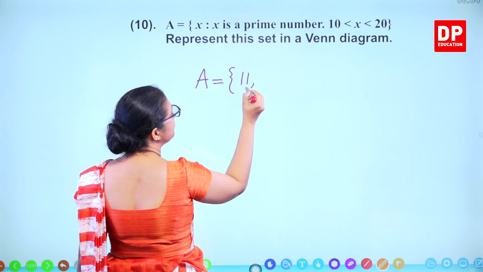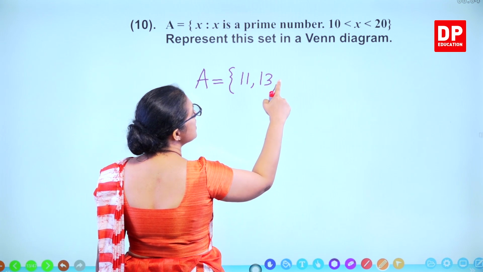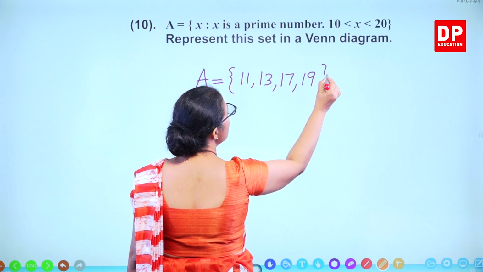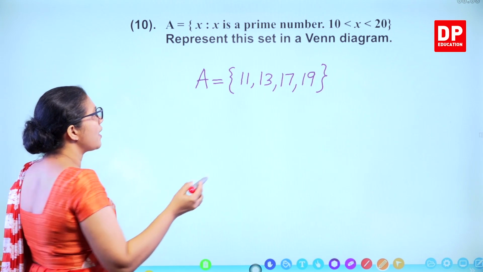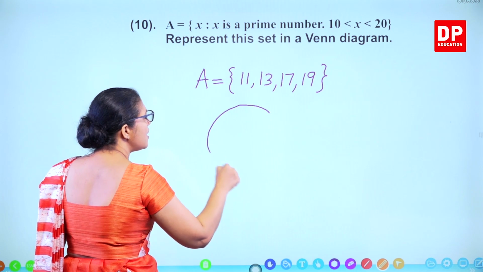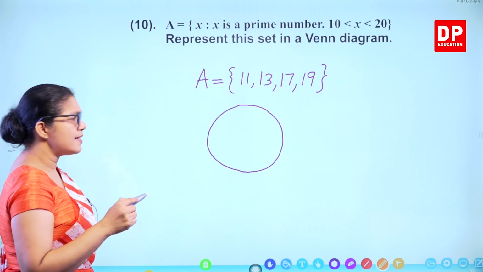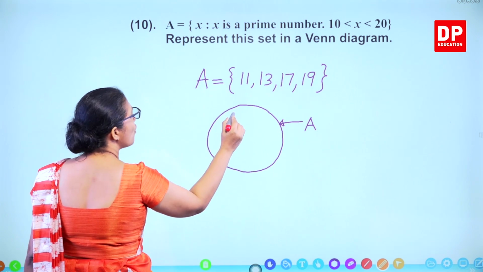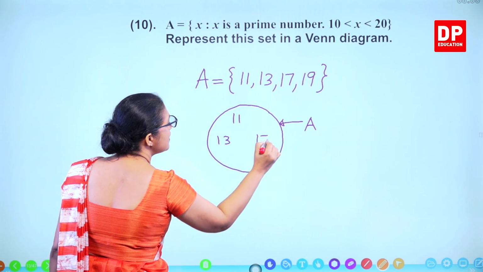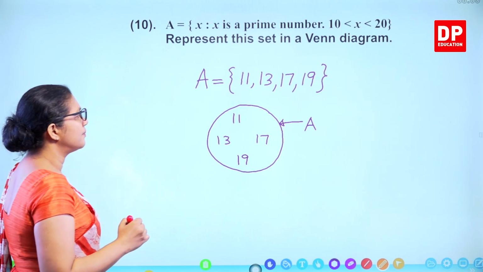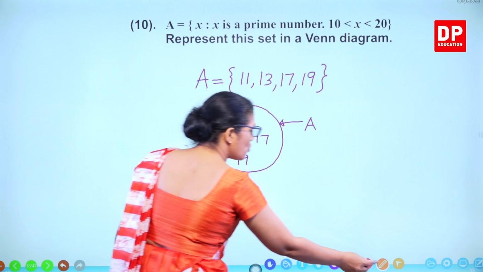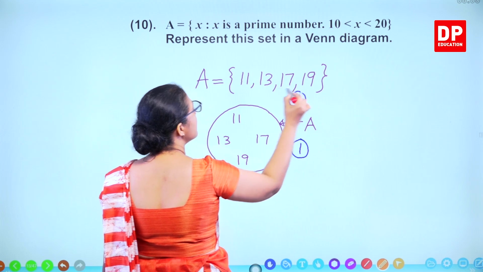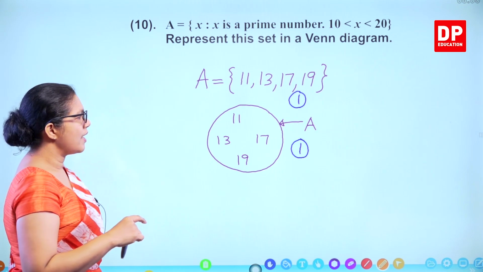So 11, 13, 17 and 19. Those are the prime numbers. Then you can draw the Venn diagram. How you draw the Venn diagram? You draw a closed figure like this, a circle, and then label this one as A and put all the elements inside the circle. So that's the Venn diagram. You get 1 mark showing this, and separately write down the elements, you get 1 mark.